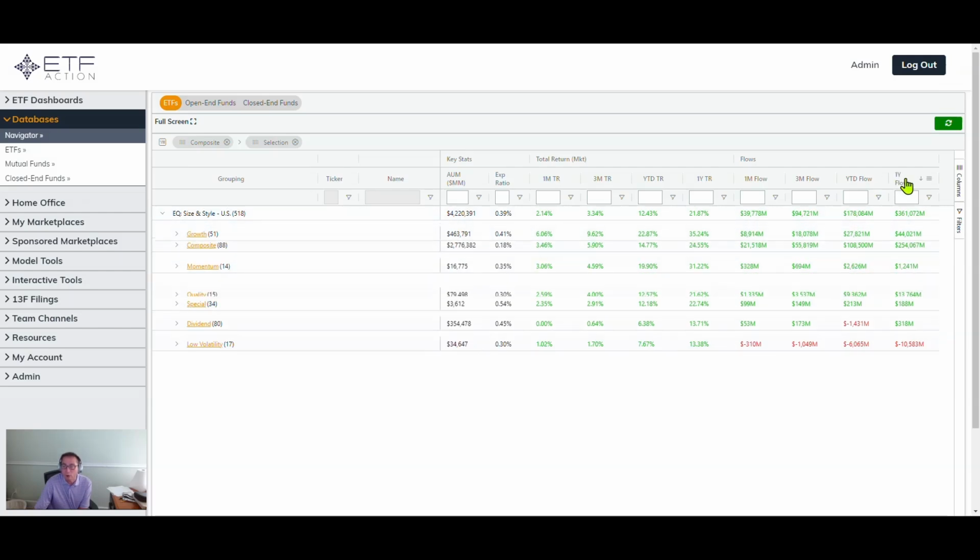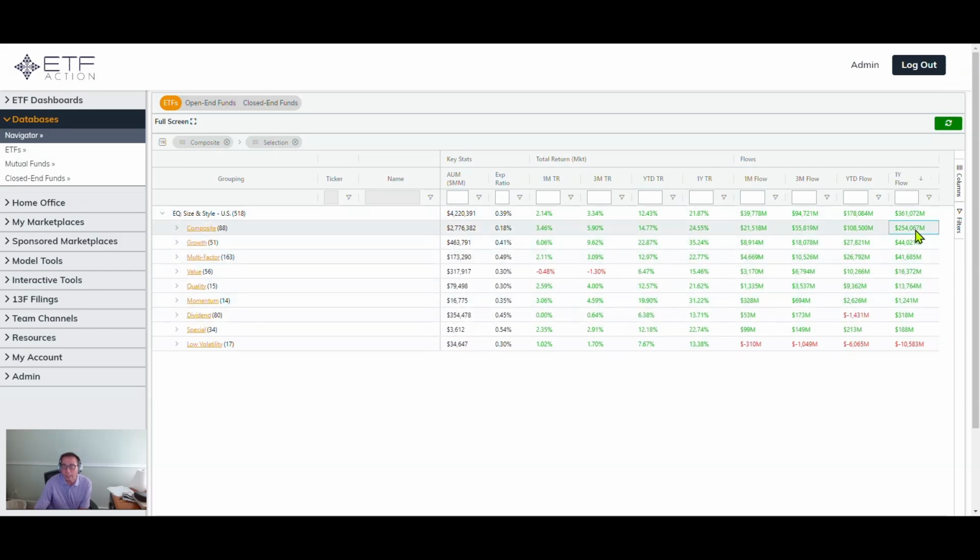Similarly, if we look at 1 year flows, composite is always going to be at the top. These are getting your big allocations into your broad-based beta strategies, the S&P 500, the Russell 1000, et cetera. Growth is number 2 with 44 billion. Multi-factor, which includes a lot of those new active funds, 41 billion. Value at 16 billion.